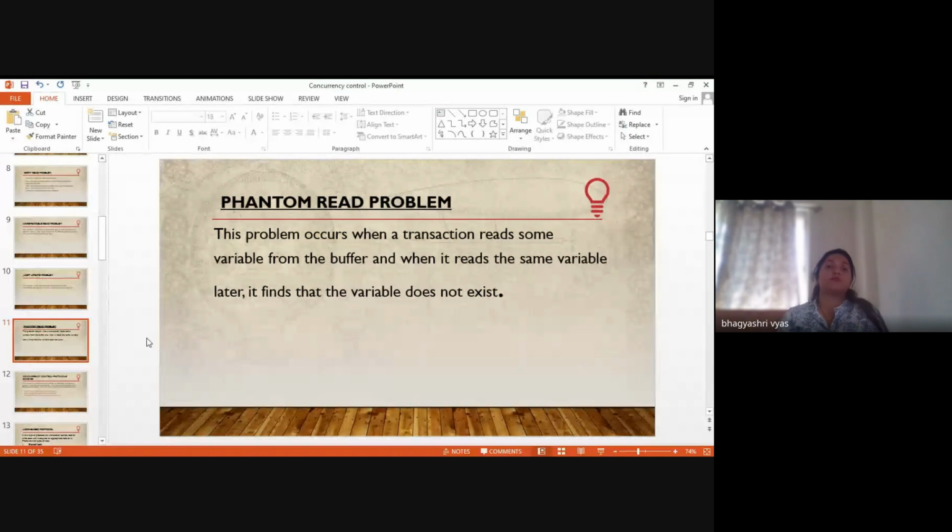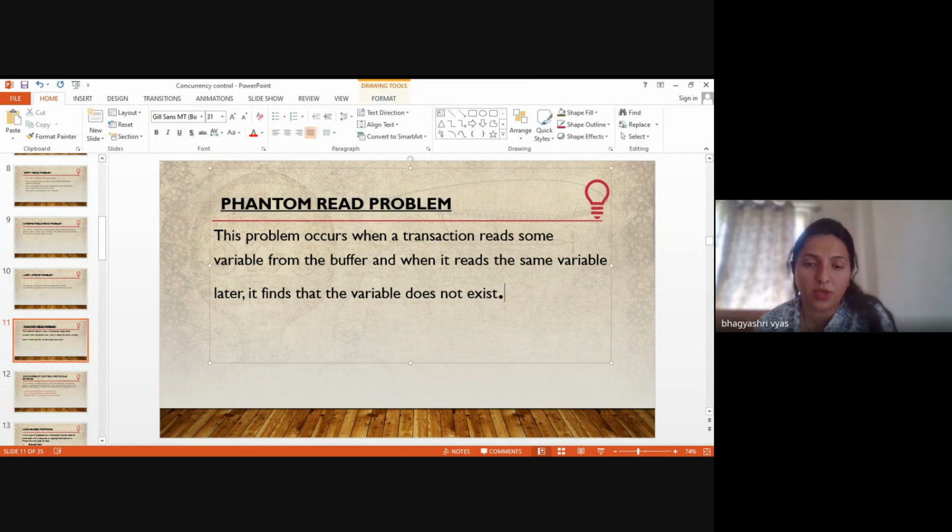Not only updates, if I do any CRUD operation on my database, it should remain in a consistent state. Now the last problem for concurrency control is the phantom read problem. It occurs when a transaction reads some variable from the buffer, and when it reads the same variable later, we find that the variable does not even exist. This is the phantom read problem.